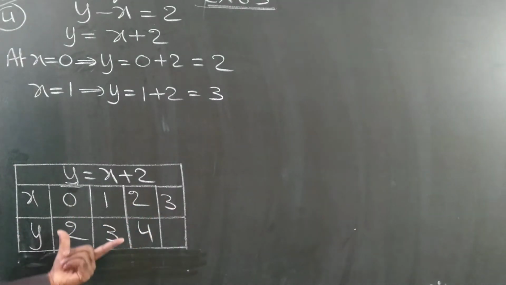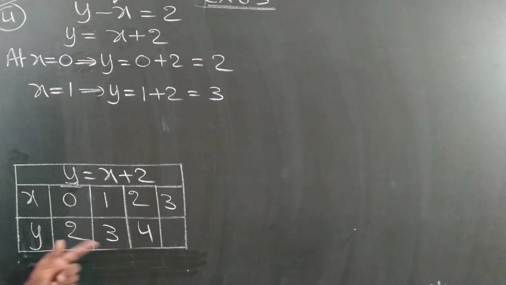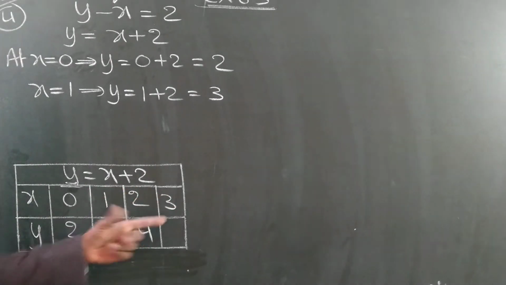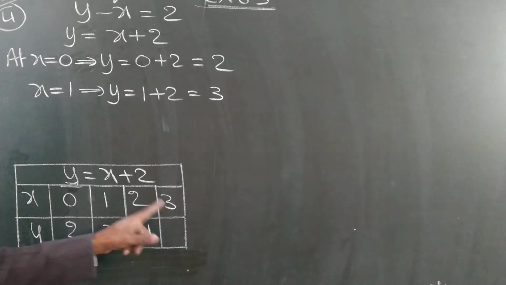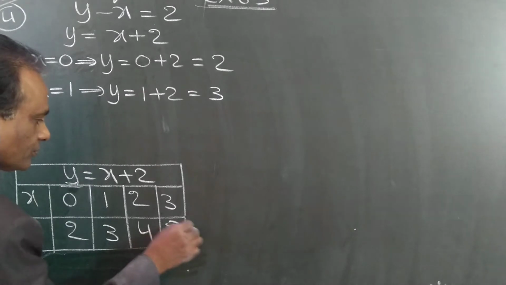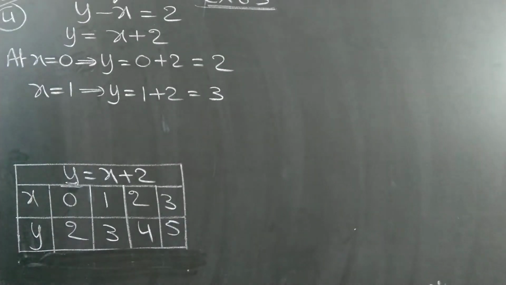Actually, 3 points are sufficient. I told you many times, 3 points are sufficient. Just for practice I took one more. So now x is equal to 3. x = 3 means 3 plus 2, which is 5.